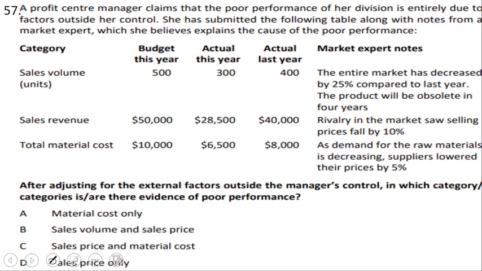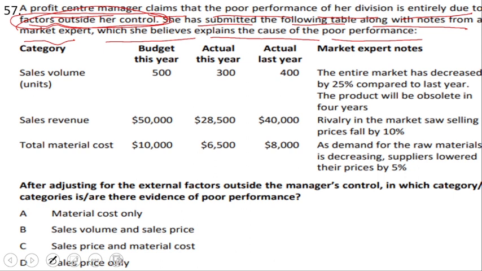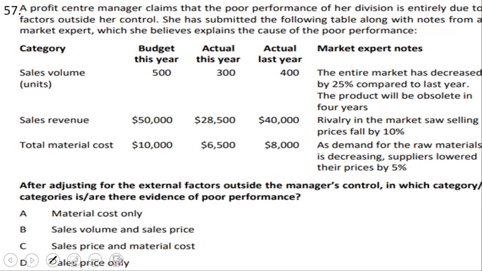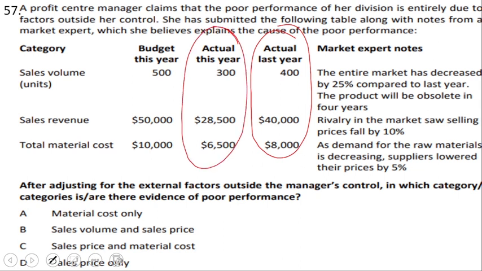Question number 57. A profit center manager claims that the poor performance of her division is entirely due to factors outside her control. She has submitted the following table along with notes from a market expert which she believes explains the cause of the poor performance. So if you see here, actuals for last year is given, actuals for this year is given and the budgets for this year is also given.